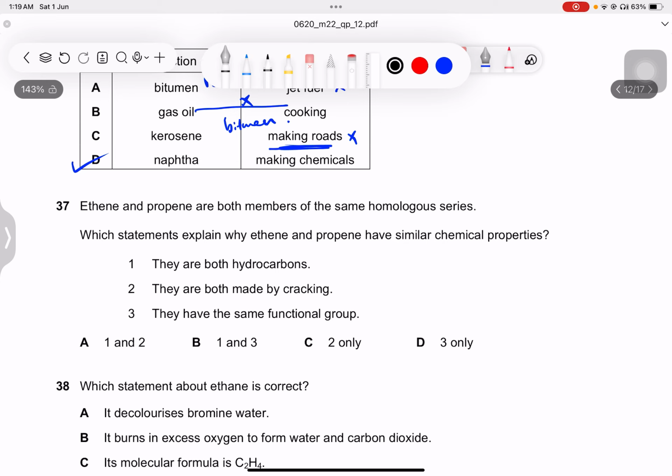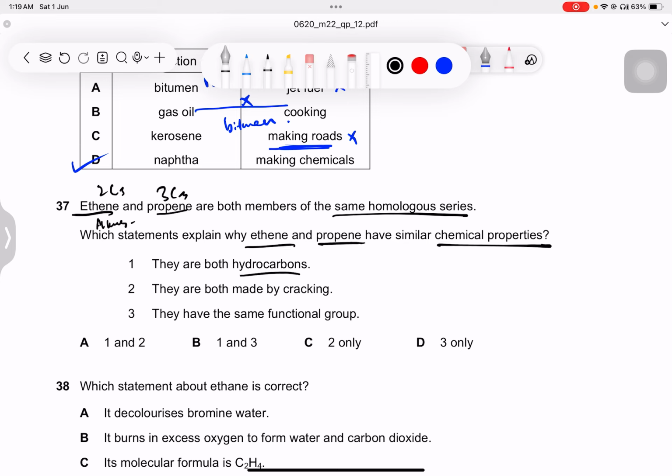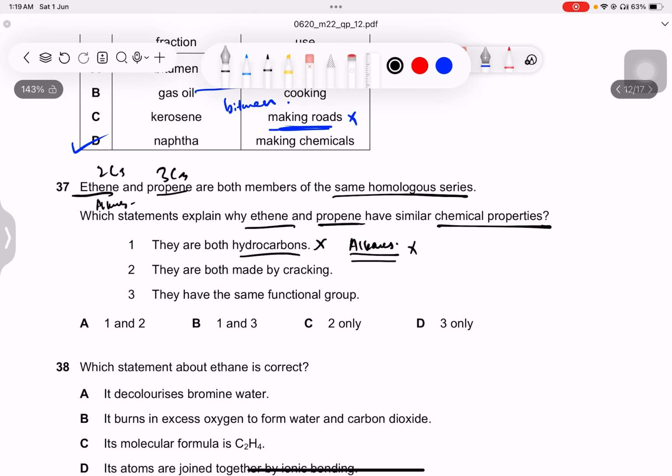Next, ethene and propene. Two carbon atoms, three carbon atoms, alkenes both, of the same homologous series. Which statement explains why ethene and propene have similar chemical properties? They're both hydrocarbons. This is factually correct. This is true, but this is not the reason why they have similar chemical properties, as alkanes are also hydrocarbons, but they do not have the same chemical properties as alkenes. So it is related to the functional group. So statement 3 is correct.